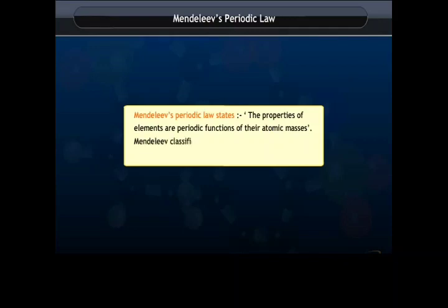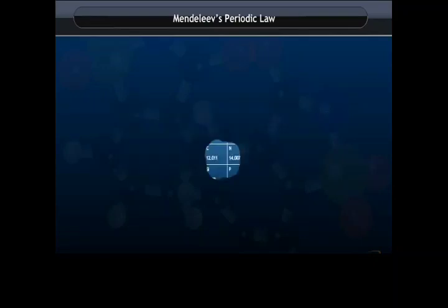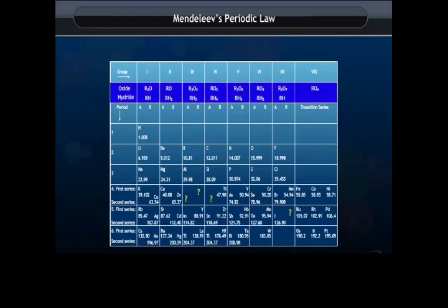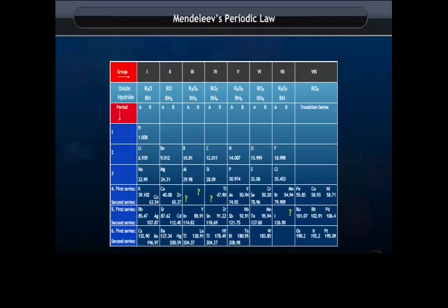Mendeleev's periodic law. Mendeleev's periodic law states that the properties of elements are periodic functions of their atomic masses. Mendeleev classified elements in the increasing order of their atomic masses and similarities in their properties. The formulae of the oxides and hydrides formed by the elements were also the basis for the classification of the elements. Mendeleev's periodic table has 6 horizontal rows called periods and 8 vertical rows called groups.